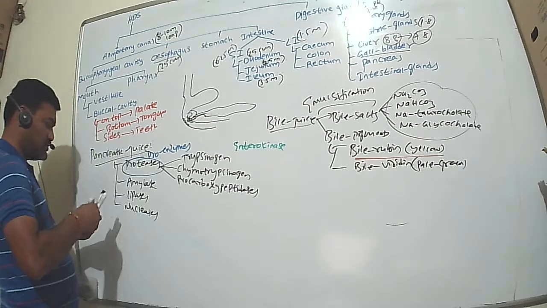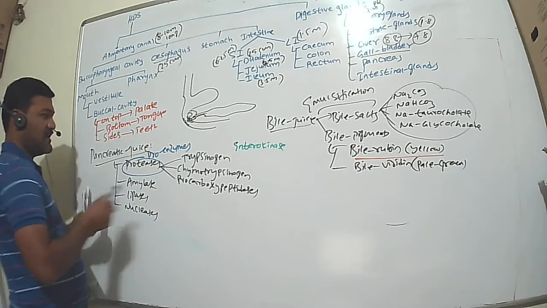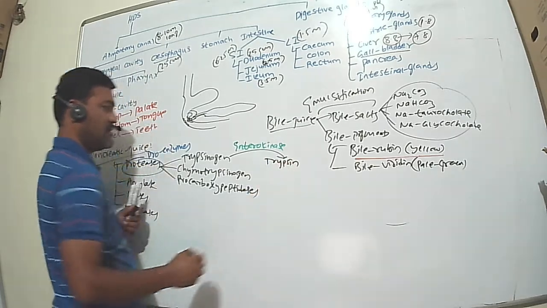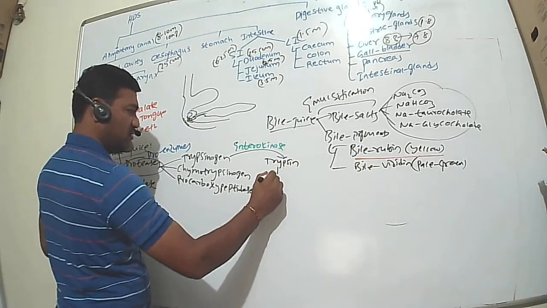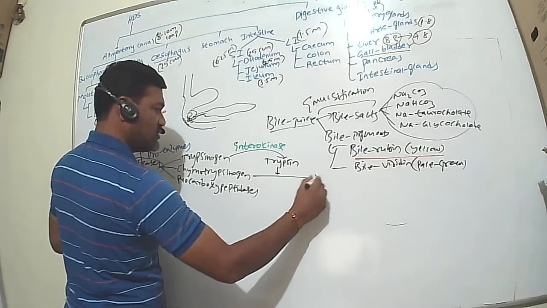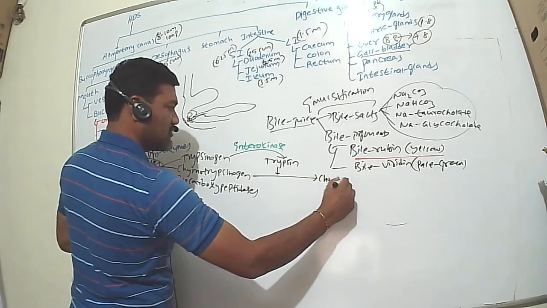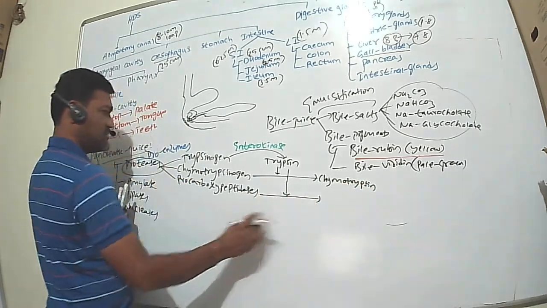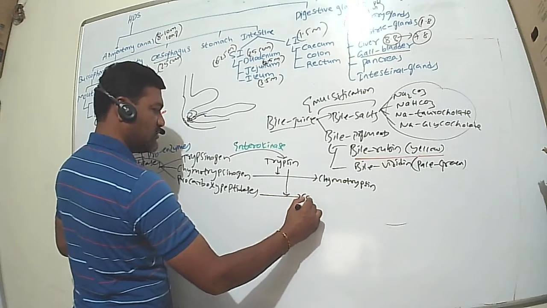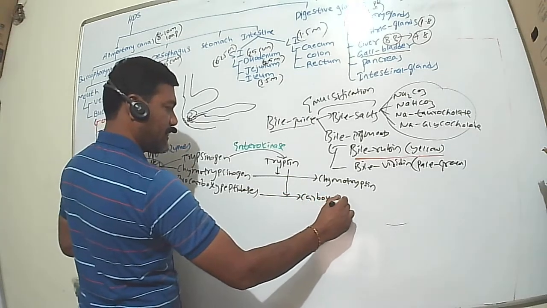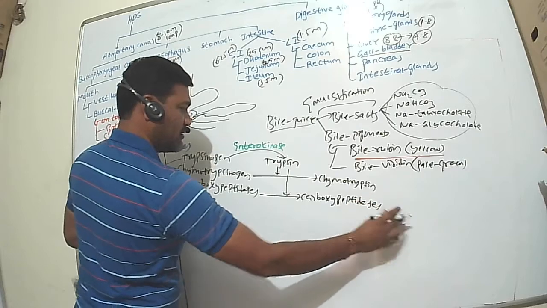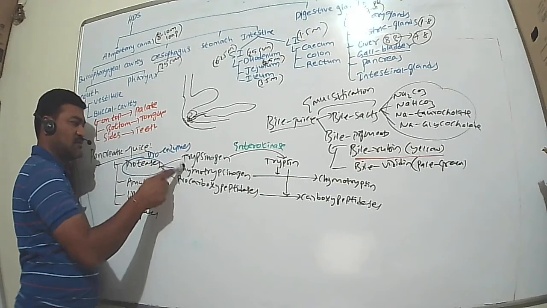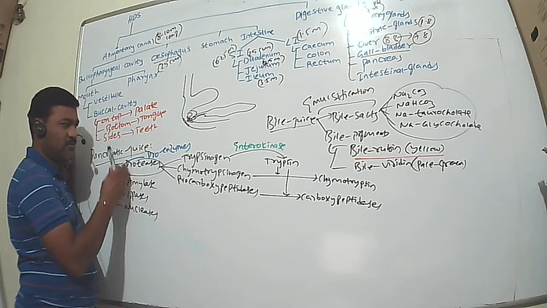So what will enterokinase do? Enterokinase will first activate trypsinogen to trypsin, and then trypsin will convert chymotrypsinogen to chymotrypsin, and it also converts the procarboxypeptidases to carboxypeptidases. So remember once again, the pancreatic juice has these three proteases, all in inactive form, which we call proenzymes.